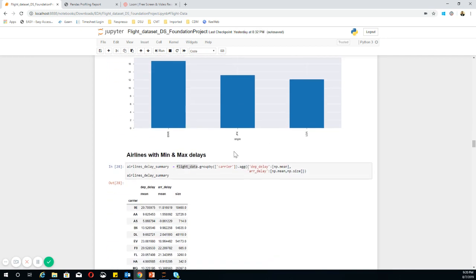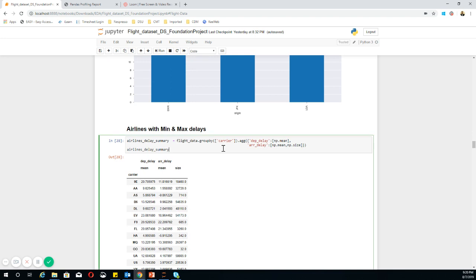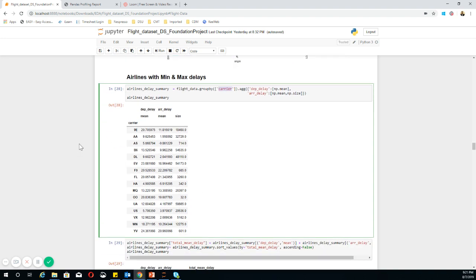The next topic is regarding the airlines with maximum and minimum delay. Here we have created one more data set where we take carrier as the group by, and we have used both departure delay and arrival delay for the aggregate. So we have got the mean overall delay for the year 2013 for the various departure and arrival delays.